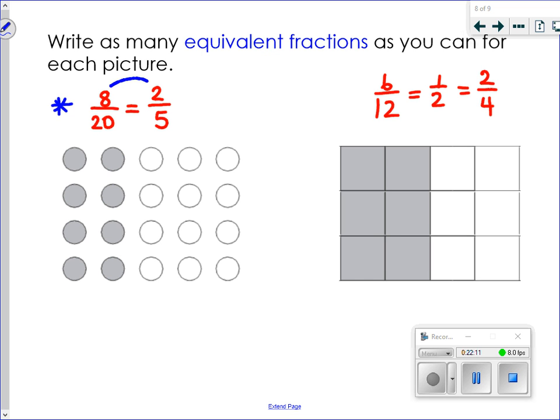Look at what I've done on the top. 8 divided by 4 gave me 2. So I have to do the same thing here. Divide by 4. 20 divided by 4 is 5. Okay, so it doesn't always have to be timesing. The rule is you multiply or divide by the same number on top as on bottom.